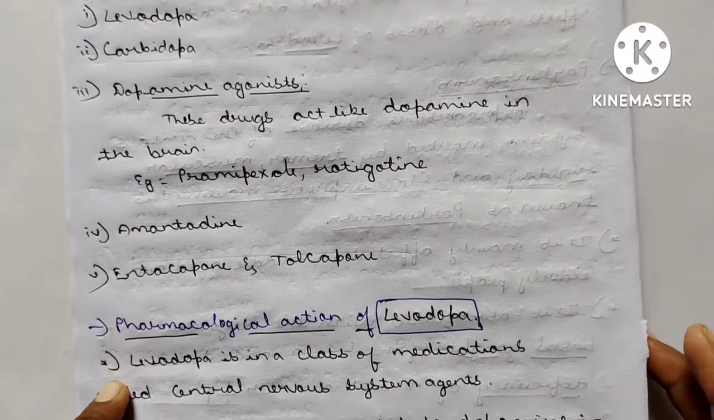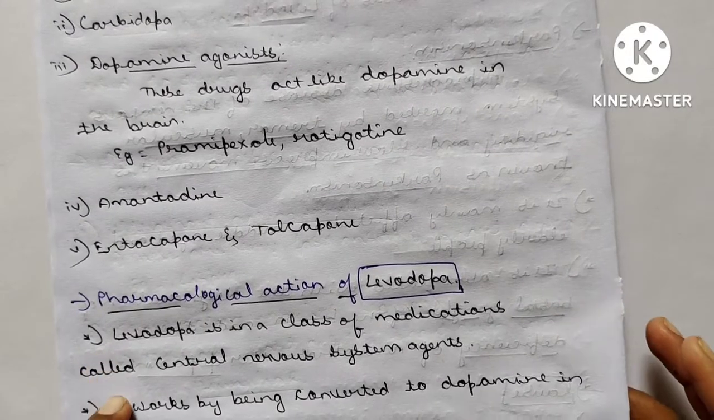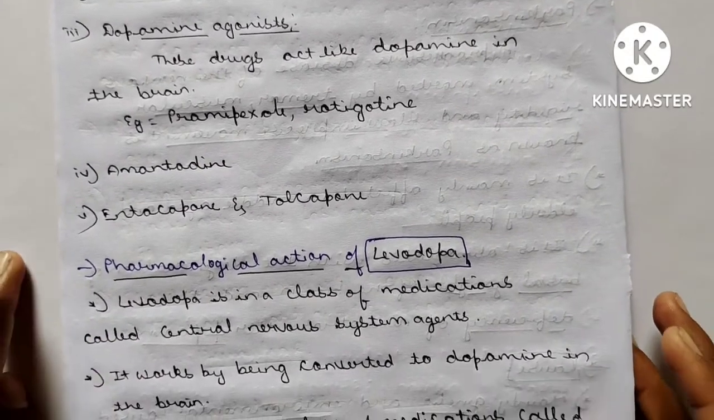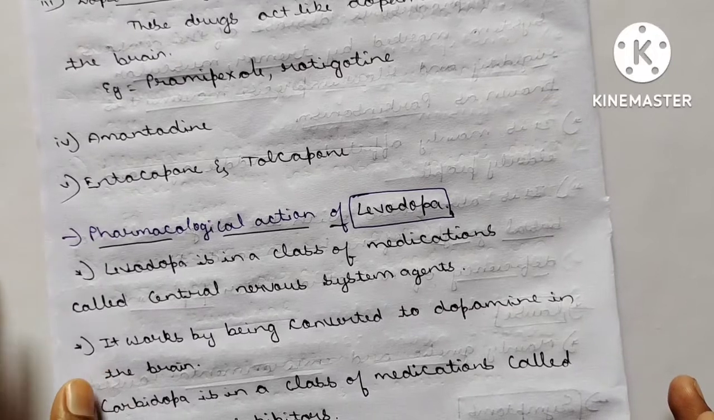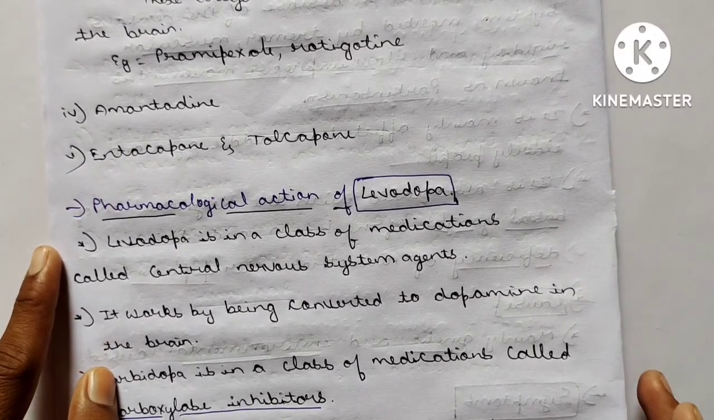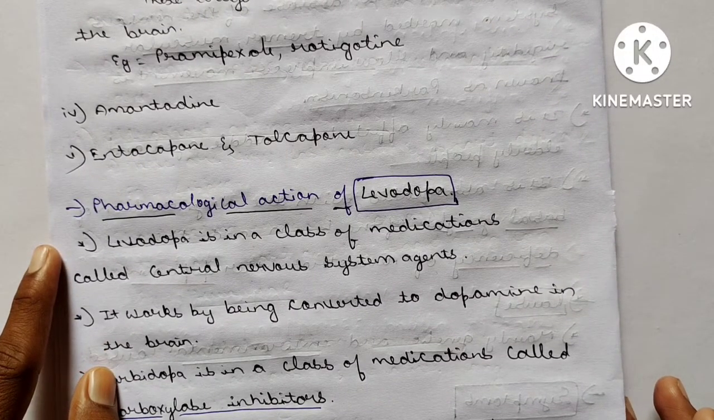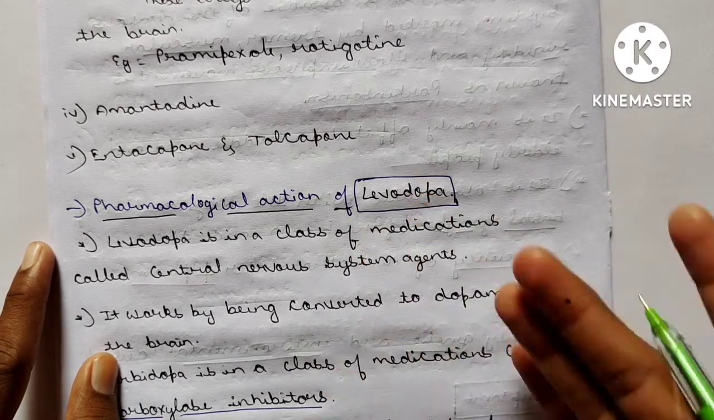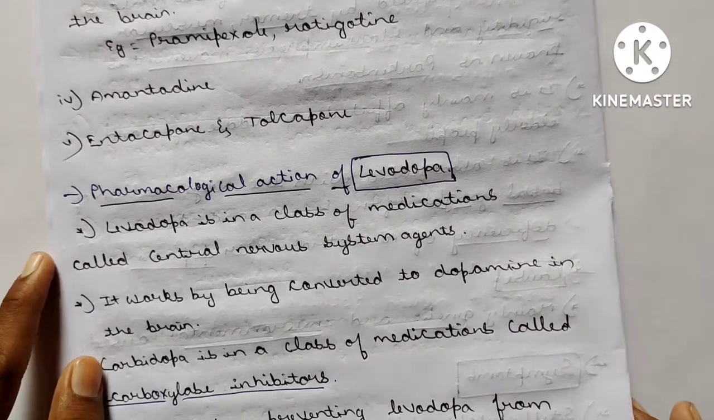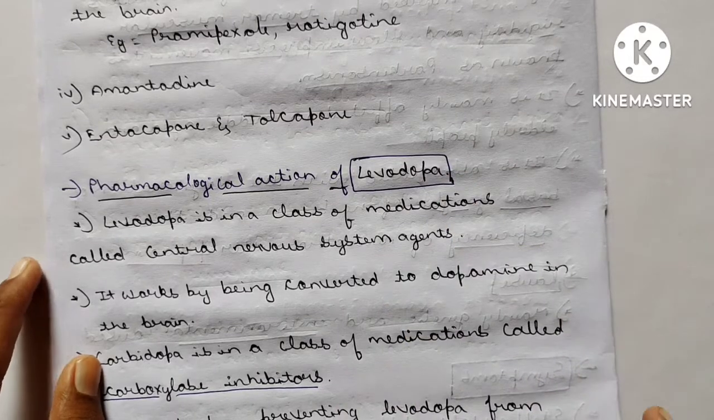Then the pharmacological action of levodopa. Levodopa is a class of medication called a central nervous system agent. It works by being converted to dopamine in the brain. By being converted to dopamine, this levodopa takes the place of the dopamine. Which one? This is levodopa.